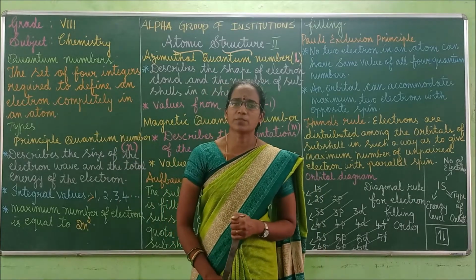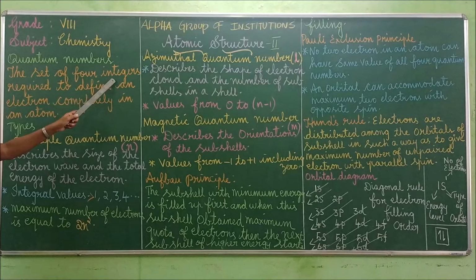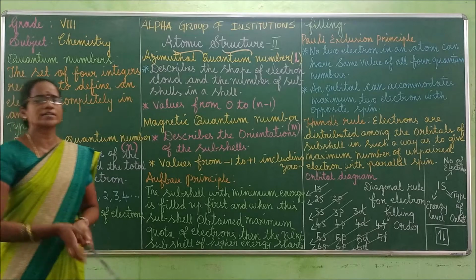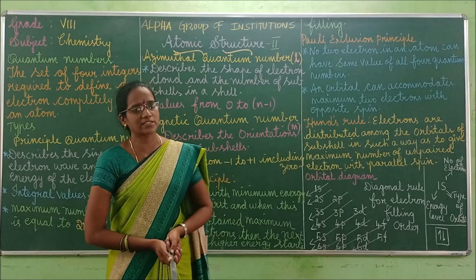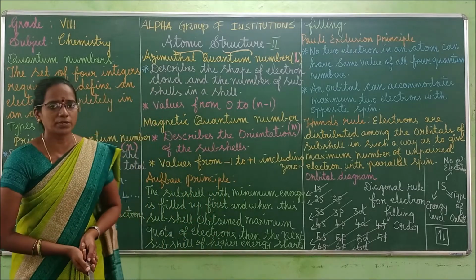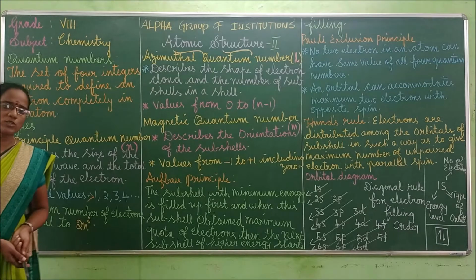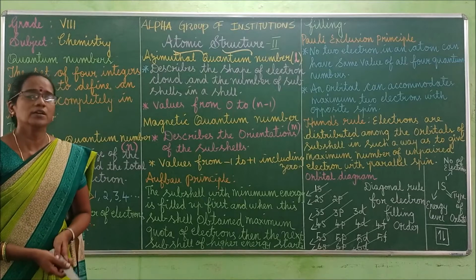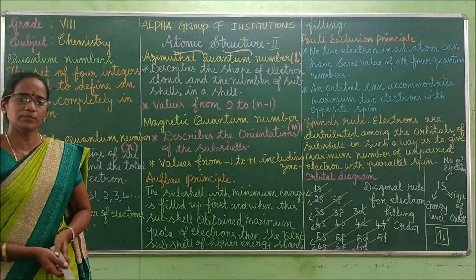What are called quantum numbers? Quantum numbers means the set of four integers required to define an electron completely in an atom. So a total of four quantum numbers are required to define an electron completely in an atom. Okay. So, important 2 mark question: what are called quantum numbers? A set of four integers required to define an electron completely in an atom are called the quantum numbers.